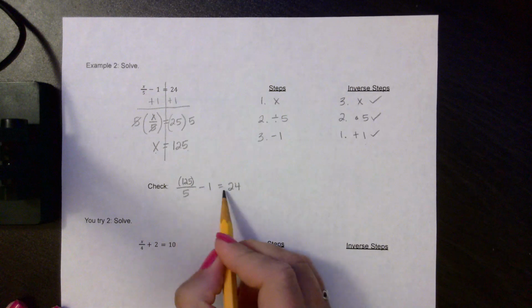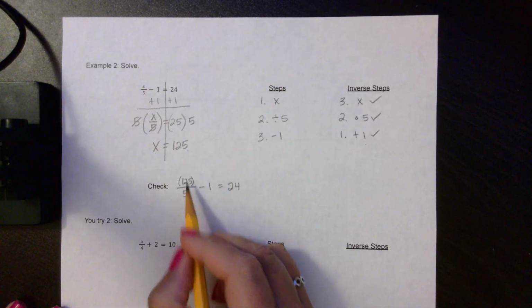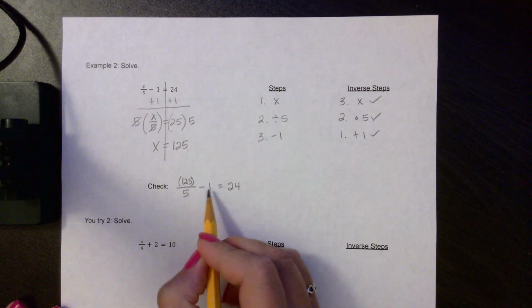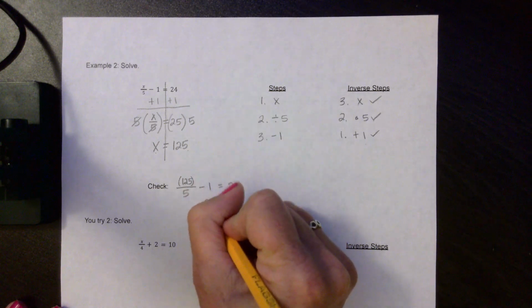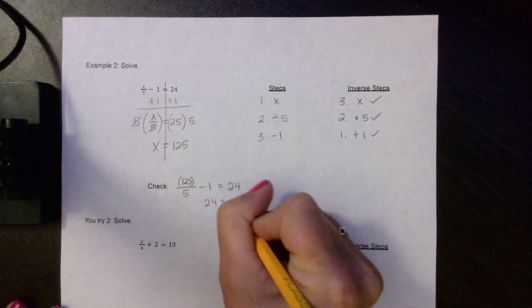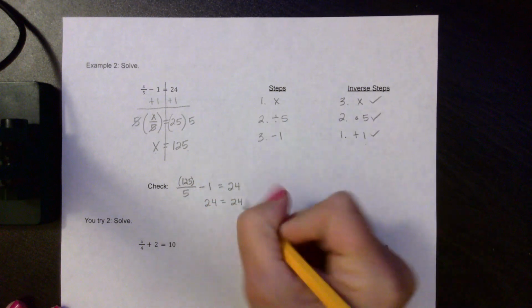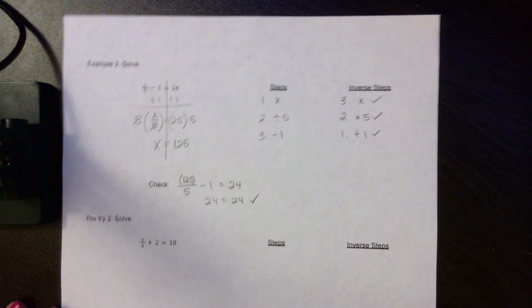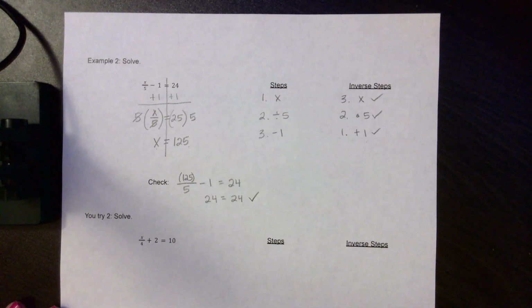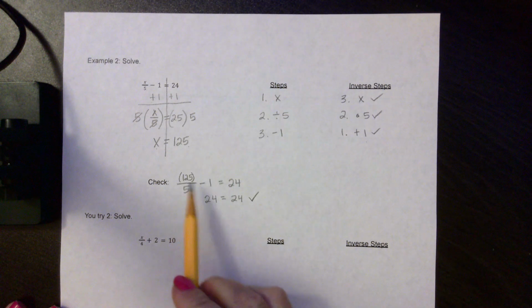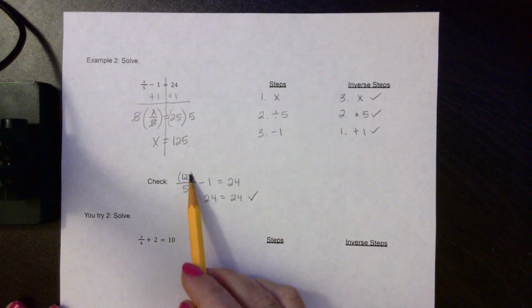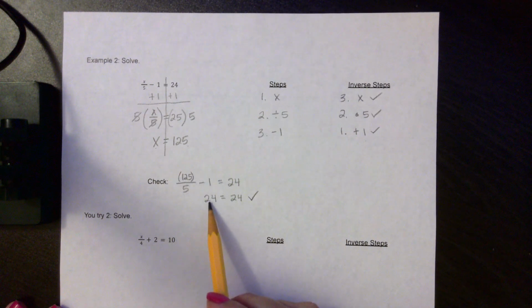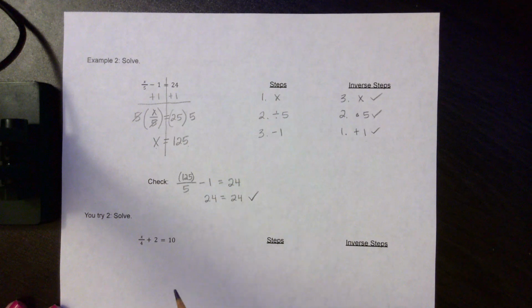Again, I can plug this into my calculator. 125 divided by 5 is 25 minus 1. I get 24 equals 24. Okay, since this is a true equation, I checked this, I know I'm correct. So if you plug in your answer, substitute in your answer, and you get something that is untrue, that means you did the problem incorrectly and you need to go back and check your work.